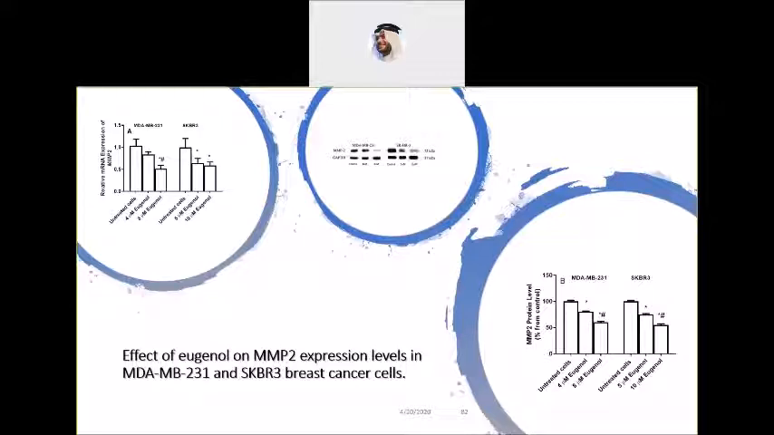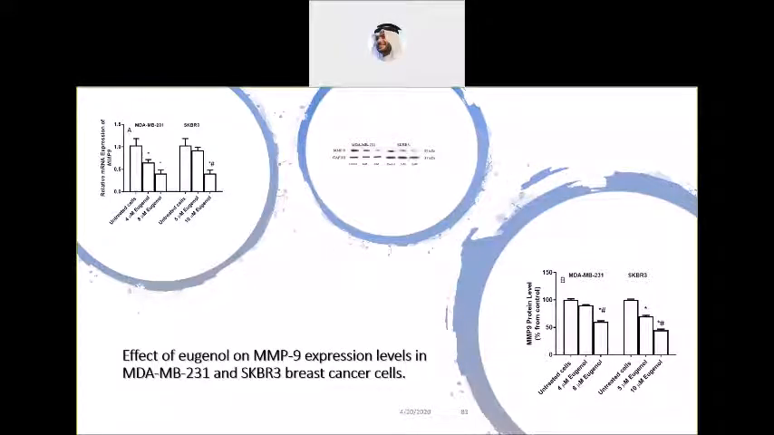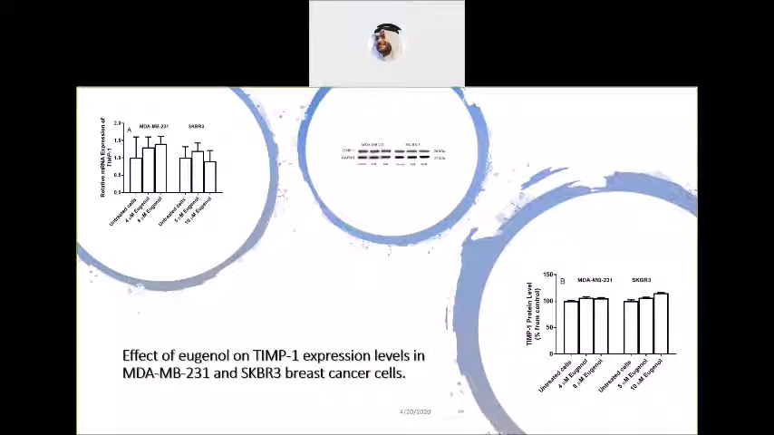eugenol. And as you can see, we have a significant inhibition of MMP2 after different concentrations of eugenol in the two different cell lines, in terms of messenger RNA and protein expression. Also, the data for matrix metalloproteinase 9 show a significant inhibition in both cell lines in terms of messenger RNA and protein expression. Also, we tested the expression of TIMP1, which is a tissue inhibitor of metalloproteinases 1, because this glycoprotein works as a natural inhibitor for matrix metalloproteinases, and we found there is no inhibitory effect of eugenol on the activity of TIMP1 after using different concentrations of eugenol, tested in messenger RNA and protein expression.